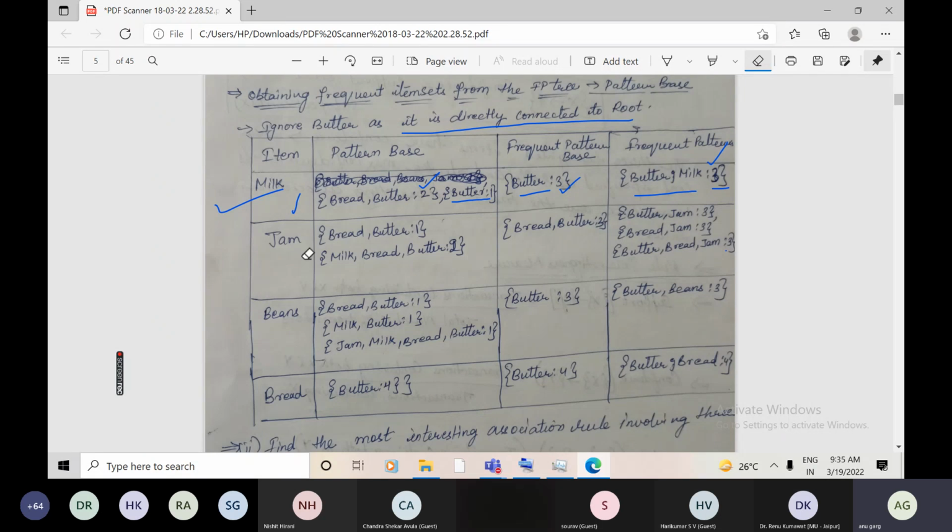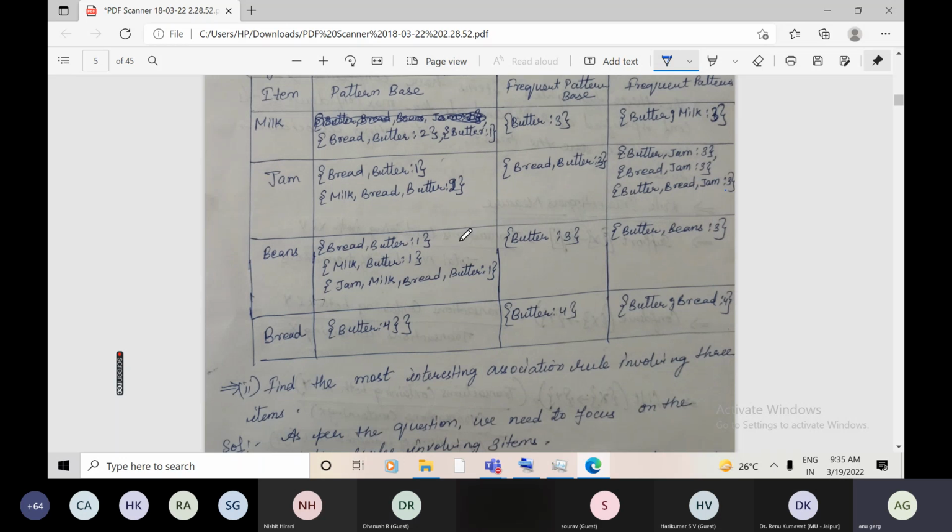But I think maybe jam should appear. This is for jam, right? With jam, what are all the frequent patterns? I think, if in the pattern base, whichever sets we have, that should not appear in the frequent pattern. It should appear with the item added up, so that we get the frequent pattern, right? Yes. So jam should be appearing there.